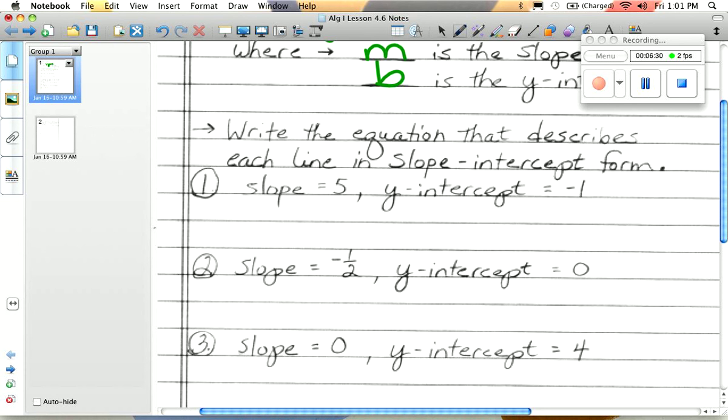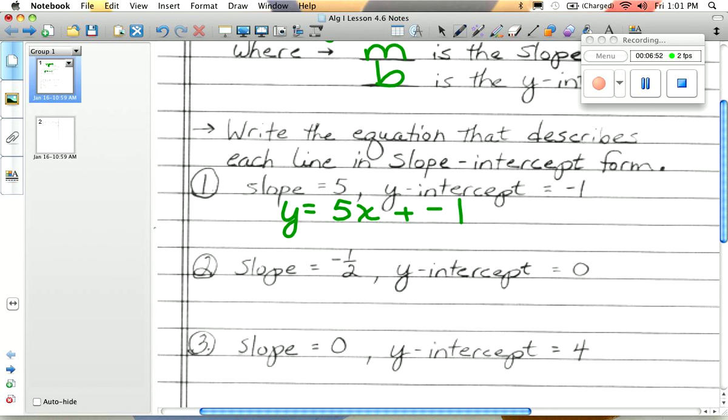So what do you think could be the equation for number 1? Write the equation that describes the line in slope-intercept form. Anybody want to offer up what they think the equation could be for number 1? John, what do you think? Y equals 5x plus negative 1. Tell us what you did.